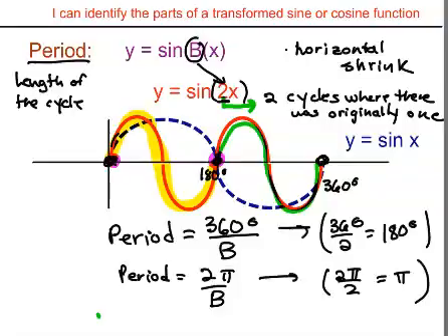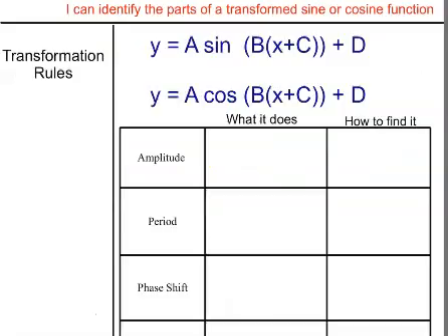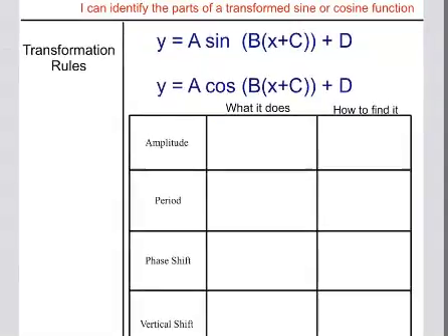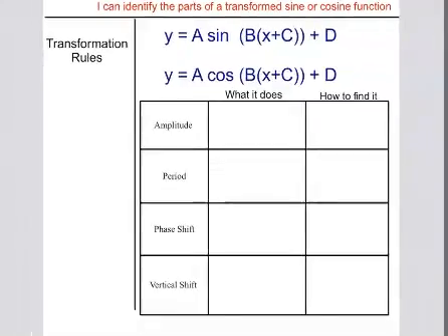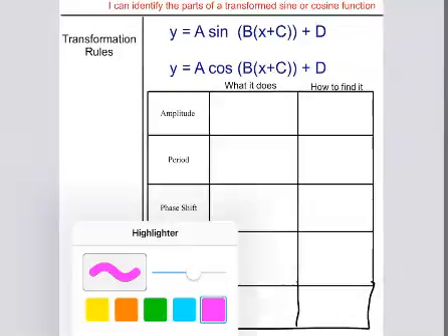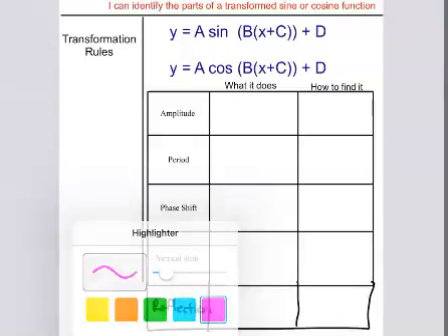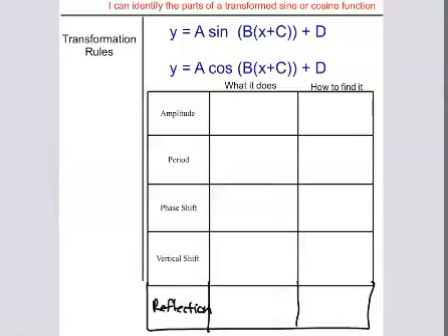Okay, so again, we're going to keep talking about this. Now we're going to put everything together here in one chart, and then we're going to do a bunch of examples. This is a fair amount of writing as we fill it in. I'm going to add one line to this, which is reflection. So notice we have A, B, C, and D, no matter if it's sine or cosine. And we're just going to talk about what each of those represents.